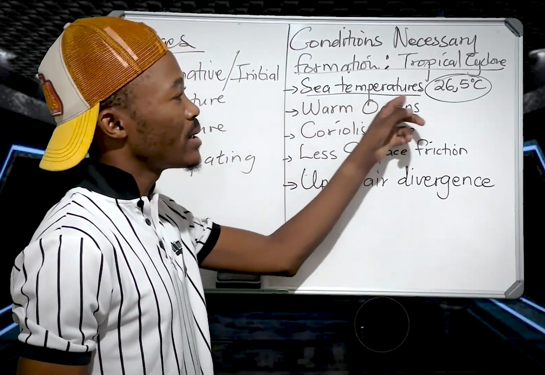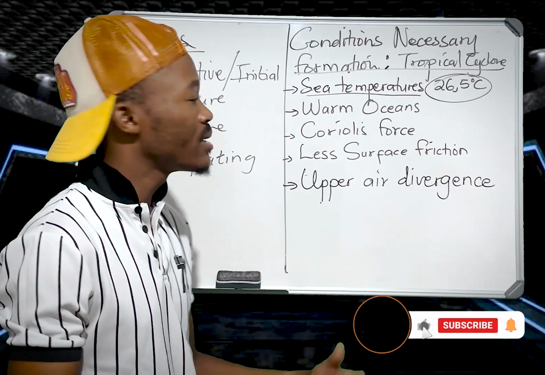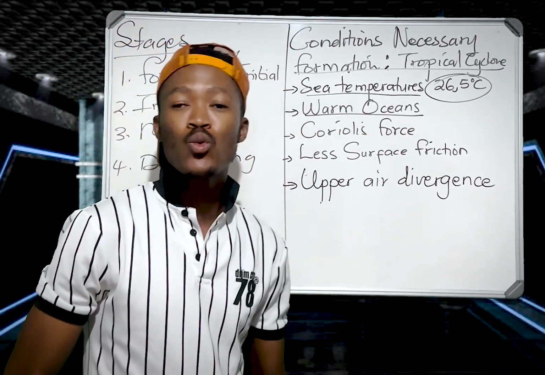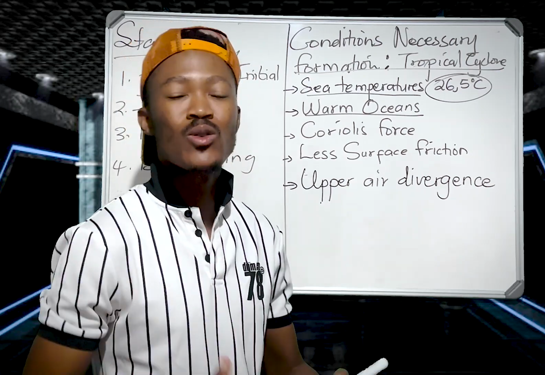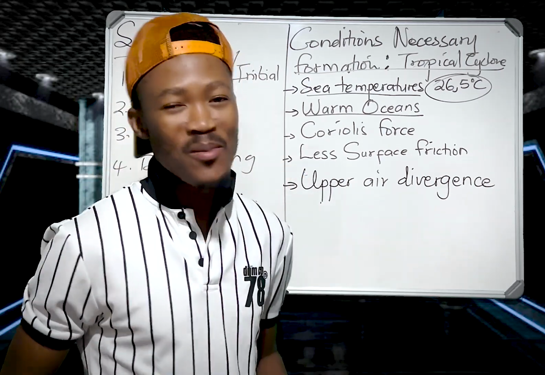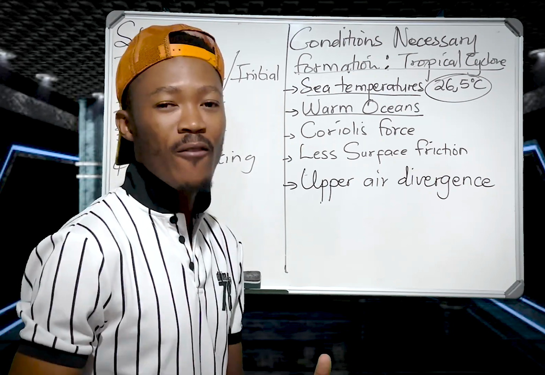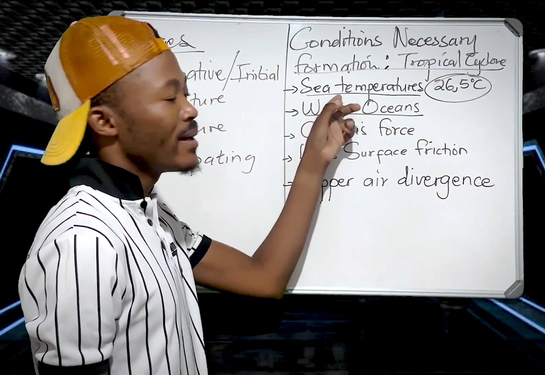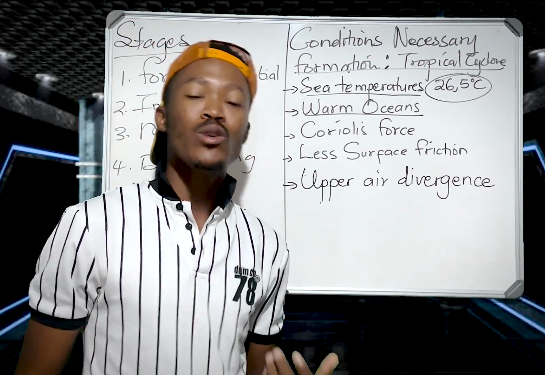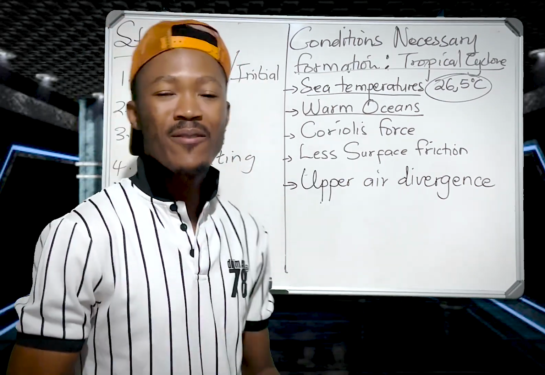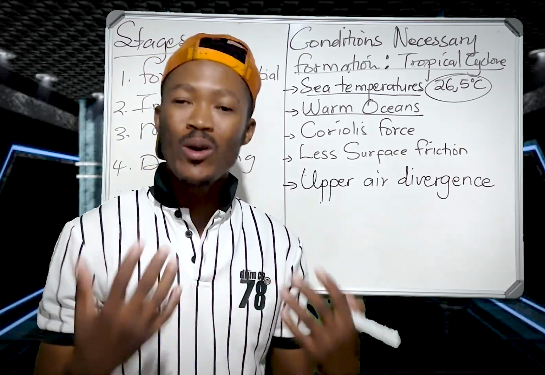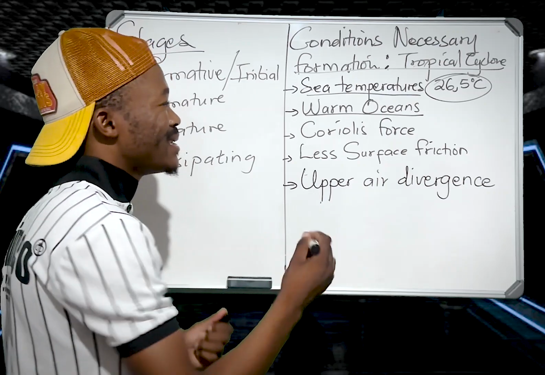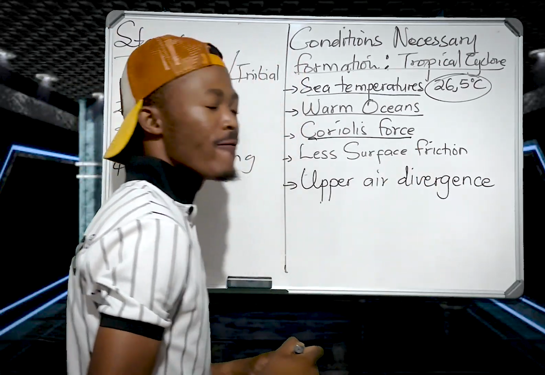Now, these sea temperatures of above 26.5 degrees Celsius coupled with warm oceans will make sure that we are going to have more latent heat released from the rate of evaporation that will be occurring as a result of the high temperatures recorded over the oceans. Now, for our tropical cyclones, for the circulation of air to occur, for the formation of a vortex, that circulation of air will need an active Coriolis force.